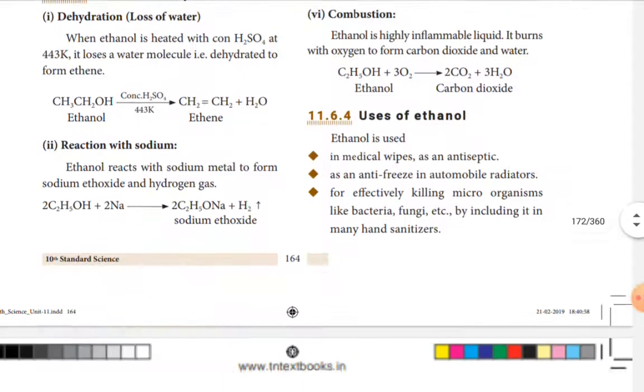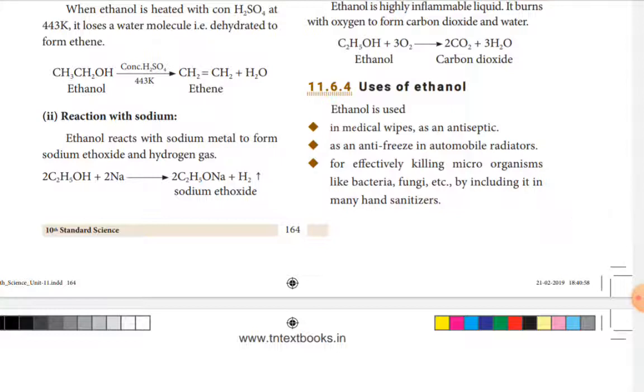Next, uses of ethanol. Sometimes this question will be asked for 2 marks or also for 5 marks. Mention the uses of ethanol. First point, medical wipes. It is used in medical wipes to remove dirt from wounds. Also it is used as an antiseptic solution. Also it is used as an anti-freezing agent in automobile radiators. Also it is effective in killing microorganisms like bacteria and fungi.